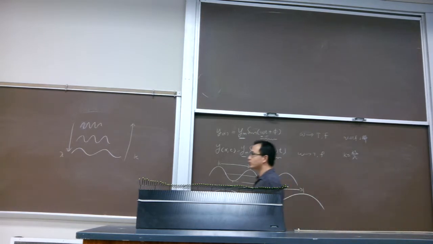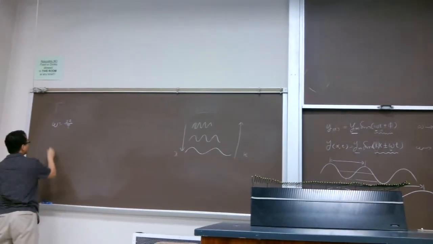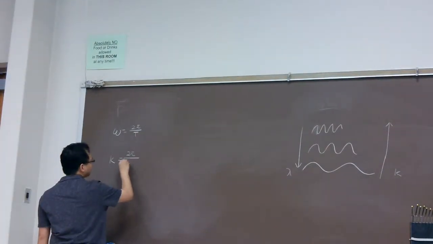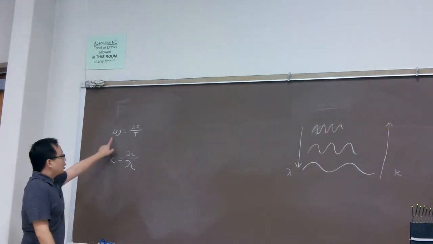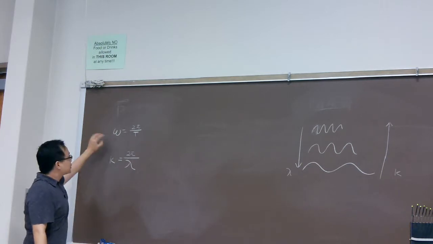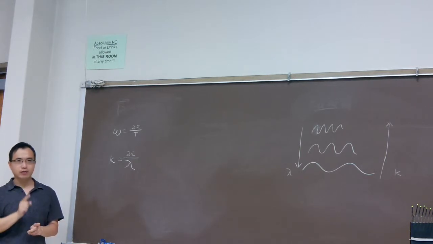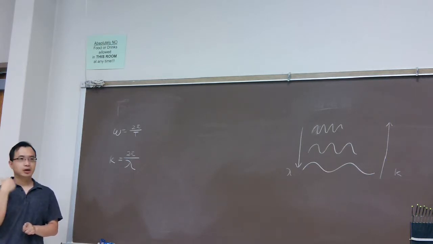Now, I want to make some comparison between k and omega. So here, let's look at omega equals 2 pi over T, and k equals 2 pi over lambda. These two quantities measure how the wave or the oscillation of each point repeats in time. The repeated pattern as a function of time.